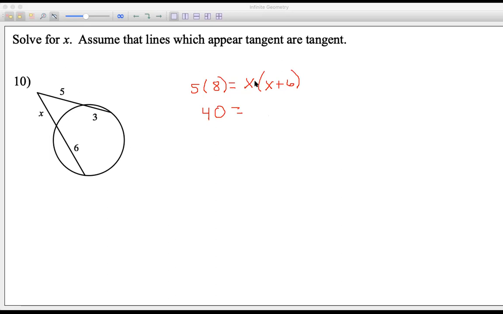Just do the distributive property. Not 2x. x times x is not 2x. x plus x. All right, we got a quadratic. This is the first one. The 10 through, what did I give you, 16? 10 through 16 are the more challenging ones.